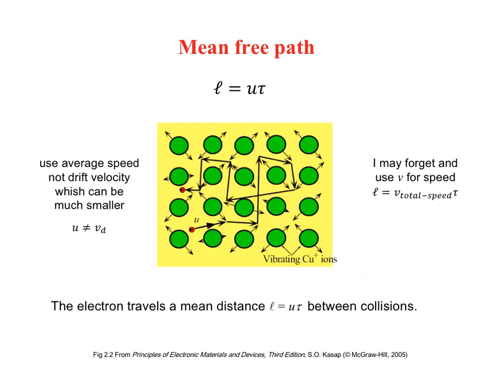We have also introduced the concept of the mean free path, which is the average distance an electron will travel between collisions. It is simply given by the average speed of the electron times the average time between collisions. Keep in mind that this is the total speed, not the drift velocity. When there is no electric force, the average drift velocity is zero, but the electrons are still moving quite fast. We will show later that the speed of the electrons in a metal is typically on the order of 1% the speed of light. Kasap uses u for the average speed of the particles and v for the drift velocity to help distinguish them, but other sources will use different symbols.